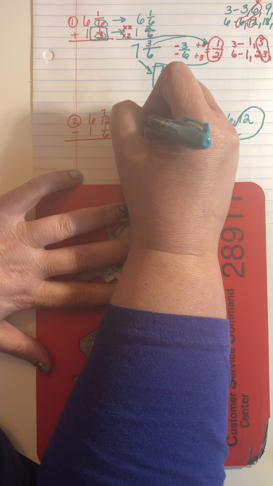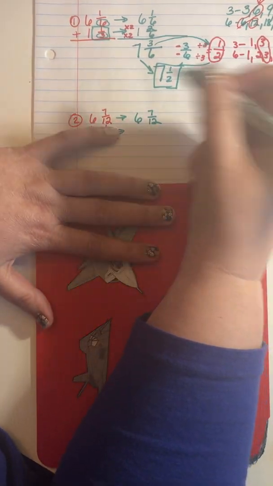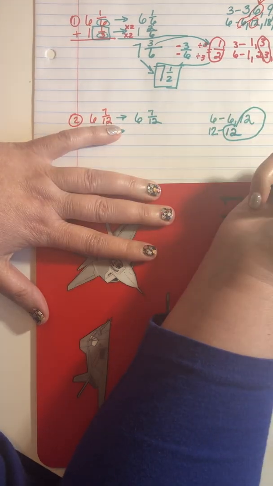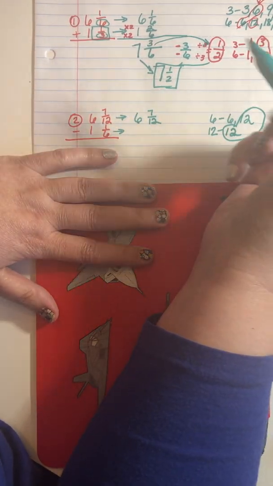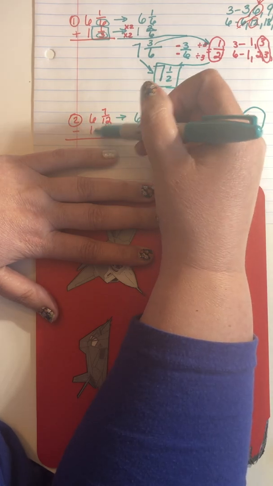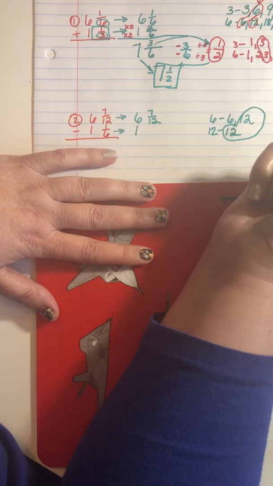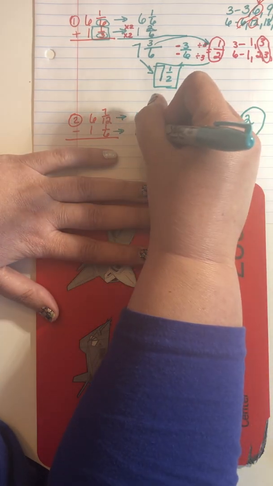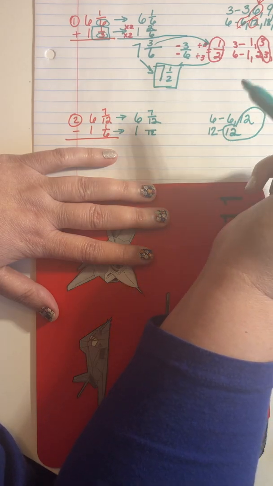So 6 and 7/12 doesn't change at all because it was already 12. I just copy that one straight over. But I have to change this one. So I have 1 and 1/6. My 1's not going to change. I can copy that one straight over. But I have to change my 1/6 to something over 12.